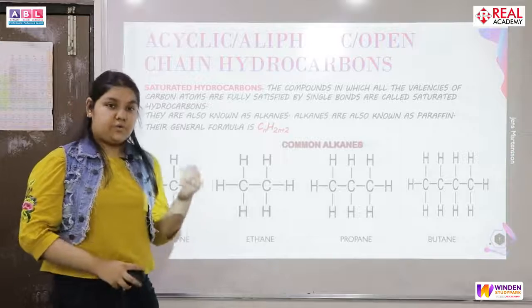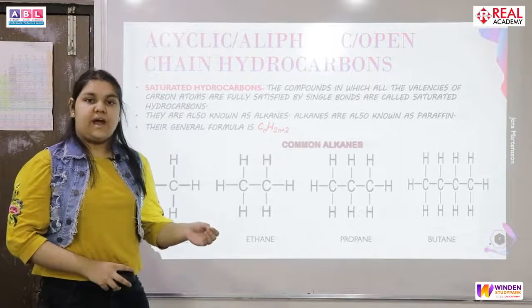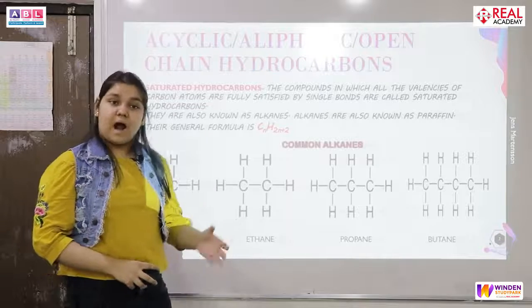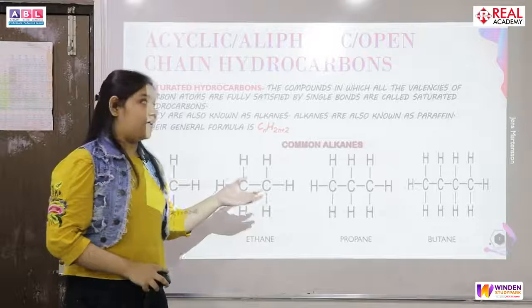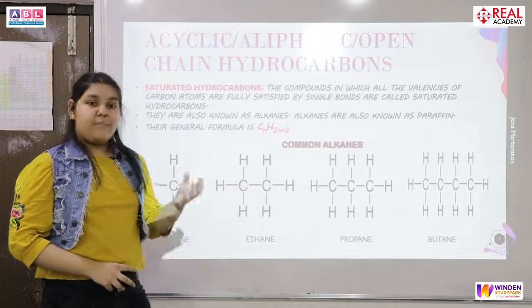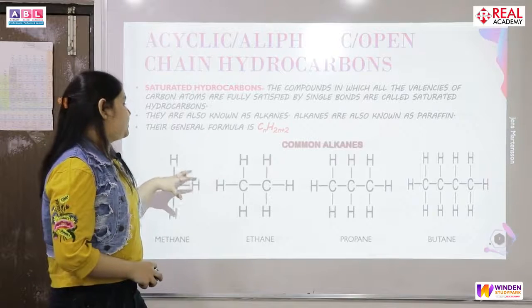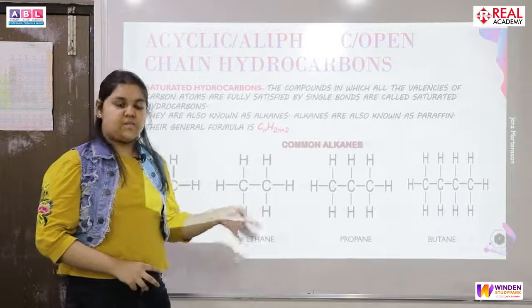It is divided into two categories, that is saturated and unsaturated hydrocarbons. Saturated hydrocarbons contain only carbon-carbon single covalent bonds. They are also known as alkanes. Alkanes are also known as paraffins. Now why paraffin? Because the carbon atoms have their valencies fully satisfied. Their general formula is CnH2n+2.